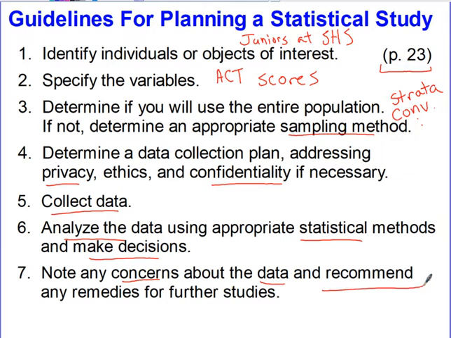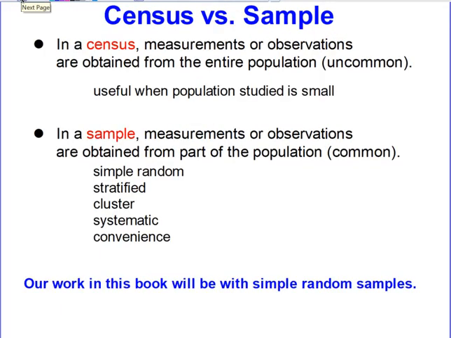Maybe I was going to get a bunch of different juniors, but I only got one set of juniors. Then I'm going to leave a recommendation for anyone who were to study this particular topic again, and they would do this again. Somebody else would come up with the idea and do it again and again, and it's a collection of all these studies that leads you to a conclusion of, maybe we can address ACT scores of juniors by doing this or that. So that's the guidelines of a study.